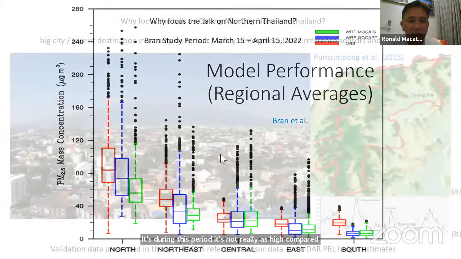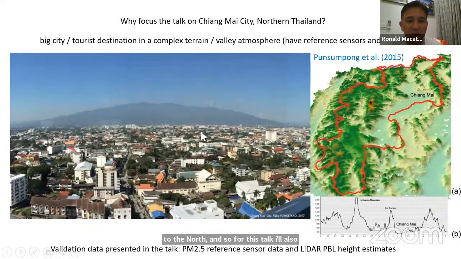For this talk, I will focus only on Chiang Mai city, because it's a big city and a tourist destination in complex terrain, with a valley atmosphere, and because this is where we are. We use the government's reference stations data, and in our institute we have a LiDAR, so we can also validate the planetary boundary layer height.